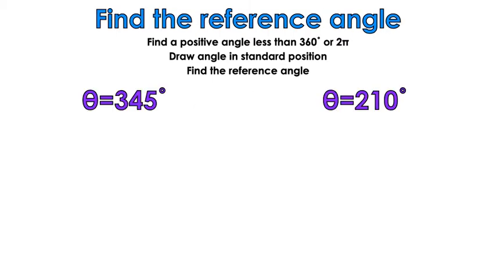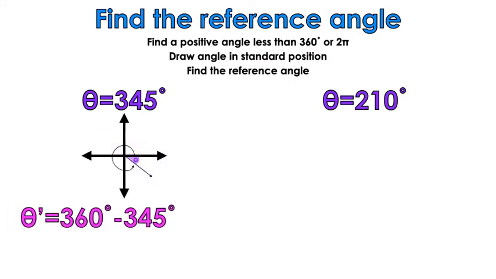So let's go back. 360 minus theta. So I'm going to take 360 minus 345. 345 is theta. You see it up there? 360 minus theta, that's going to be 15 degrees. The reference angle for 345 is 15 degrees. Boom, that's your answer. Try the next one on your own.